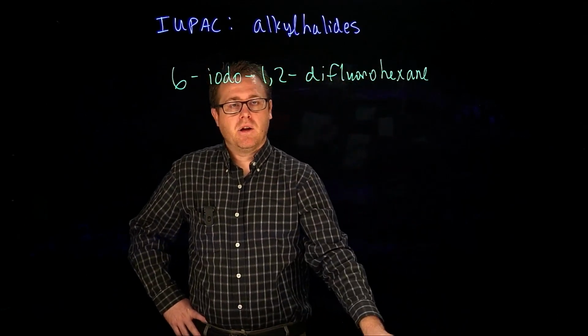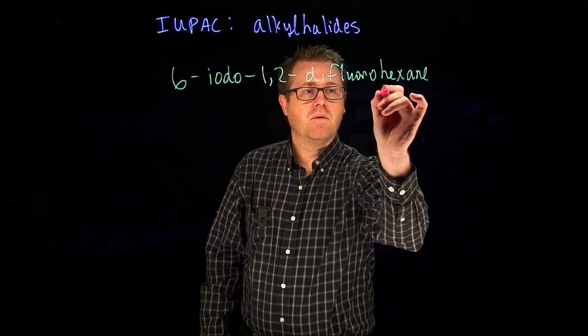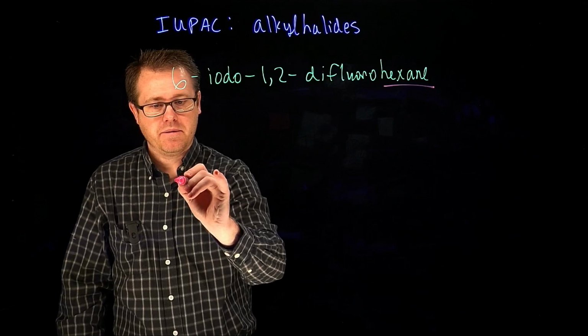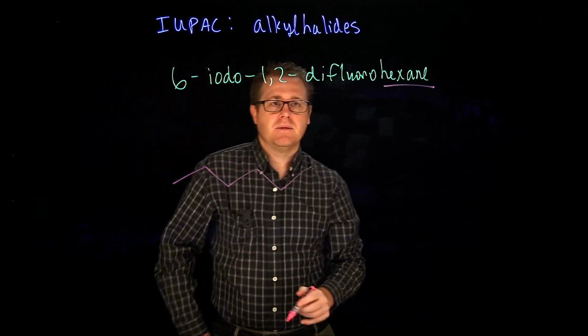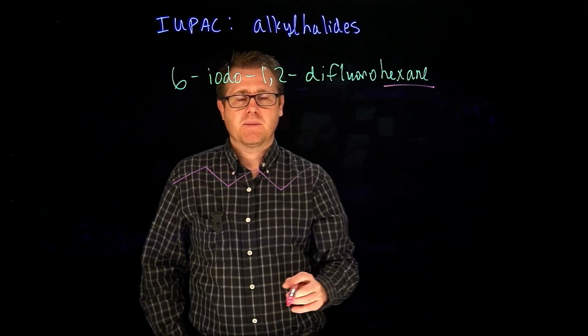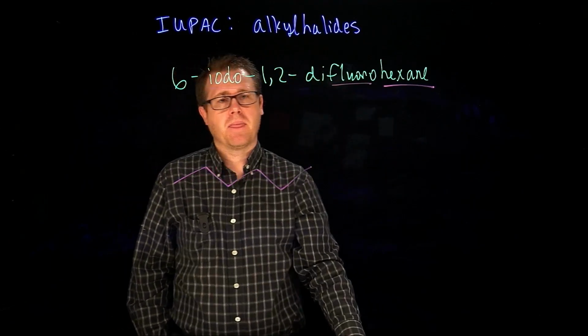Okay, we have a 6-iodo-1,2-difluorohexane. Find the parent name, draw it. 2, 3, 4, 5, 6. What type of substituents do I have? I have fluorines and iodine.